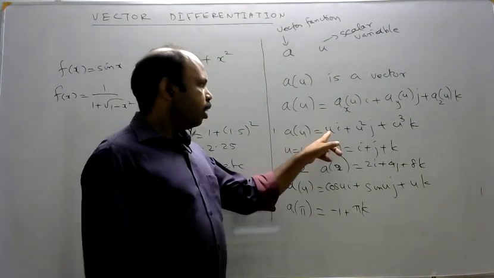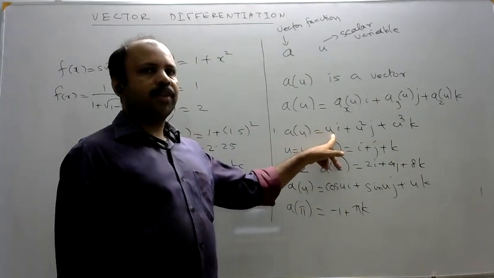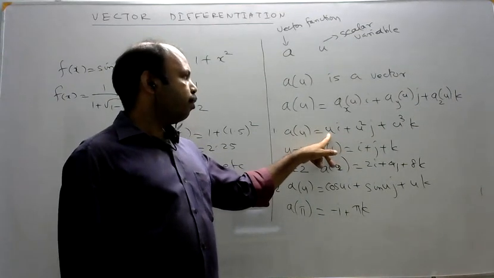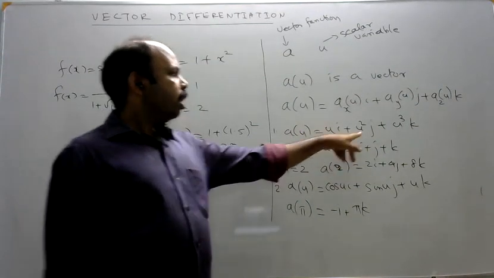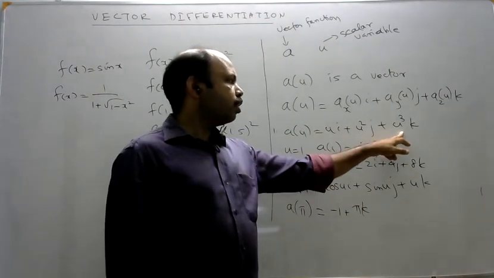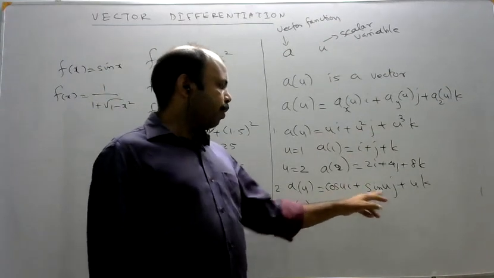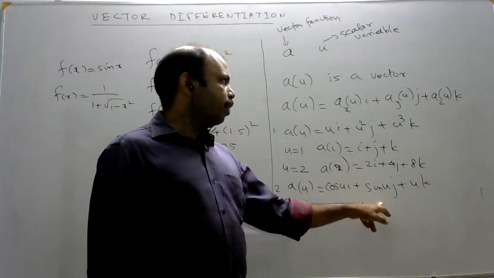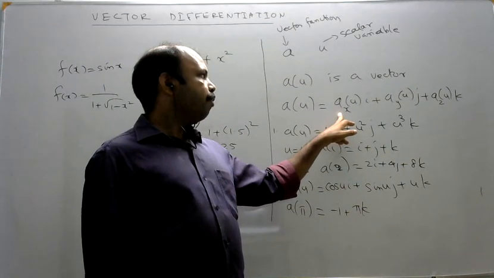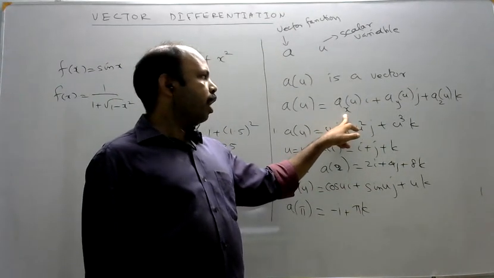Clearly, taking each individual component, we get a function, it is a scalar function. For example, Ax of u equal to u. It is another function, Ay of u equal to u square. It is another function, Az of u equal to u cube. Here also we get three scalar valued functions. So generally, the ith component is a scalar valued function. We usually denote it by Ax of u.